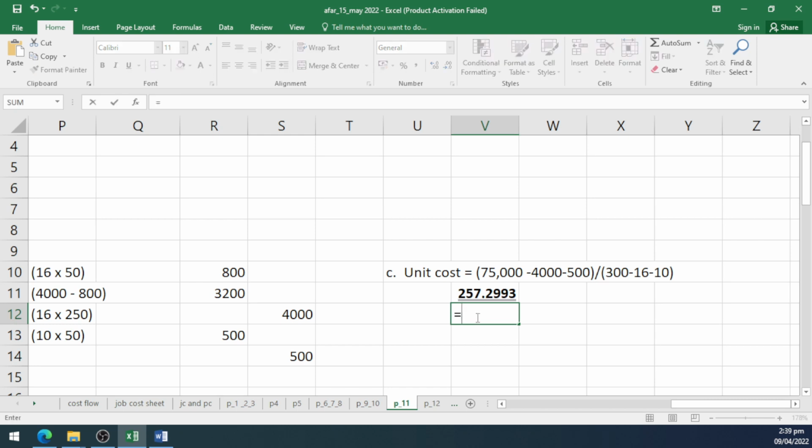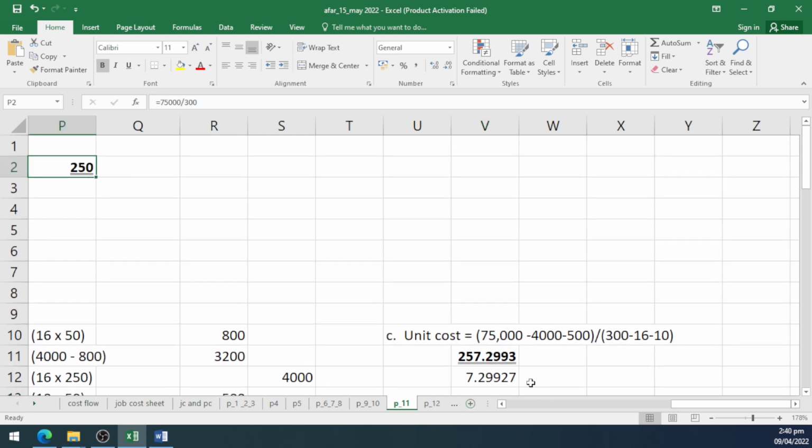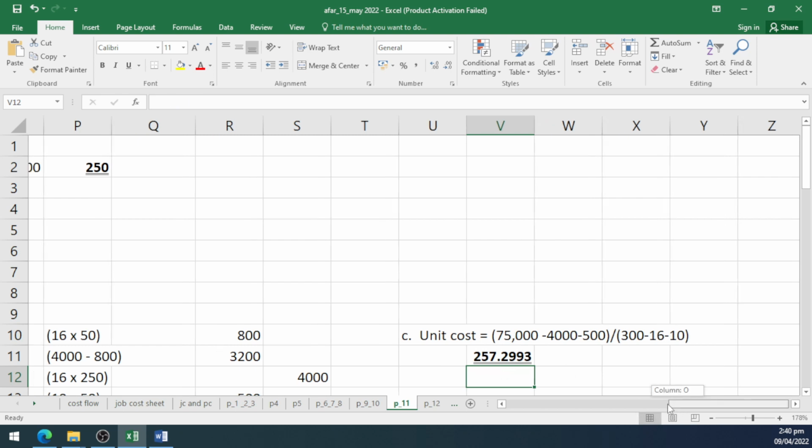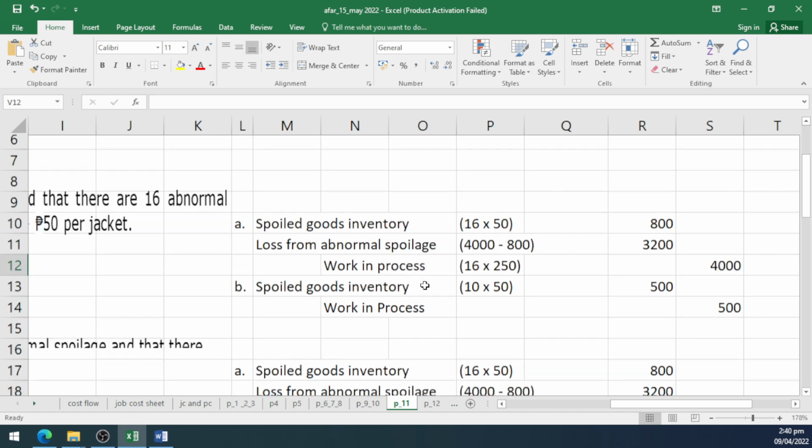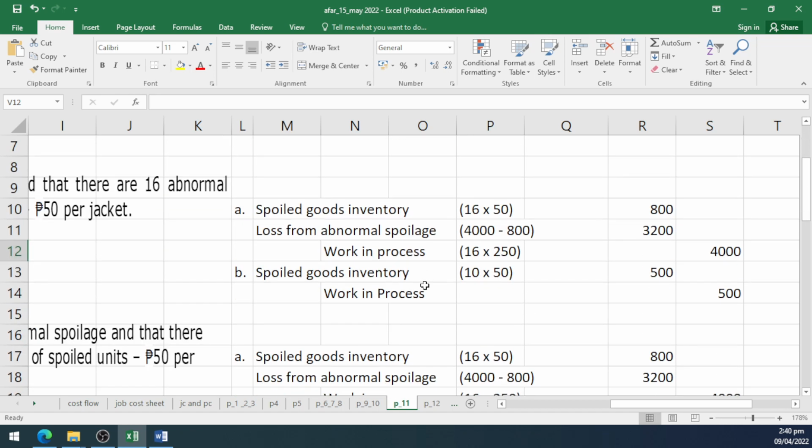Kasi yung 2,000 divide by ilang units na to? 274 units. Ayun, 7.2993. Rounded. Kaya 250 plus ito, ayun po ang naging unit cost. So, tandaan ninyo, pag charge to specific job, mag-i-increase yung ating unit cost. Mag-i-increase yung ating unit cost.